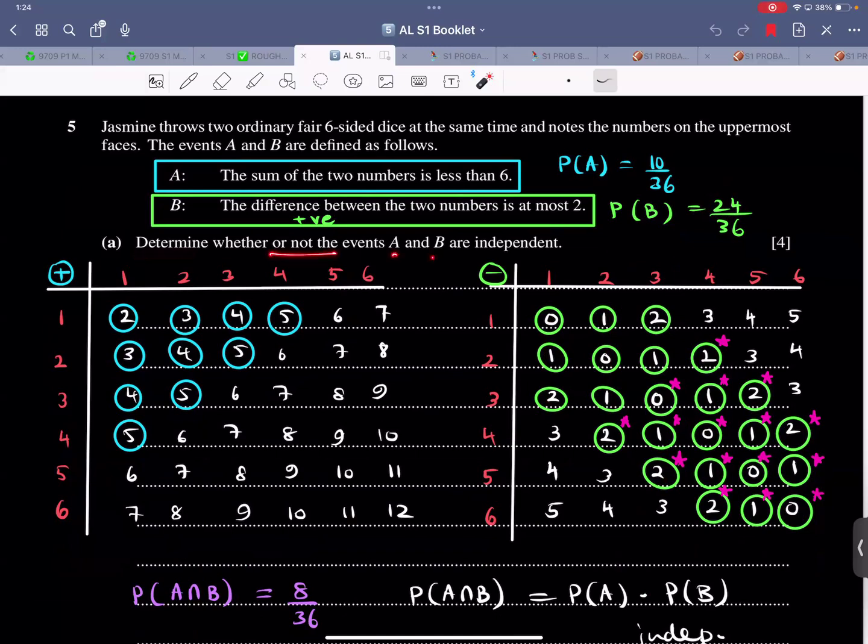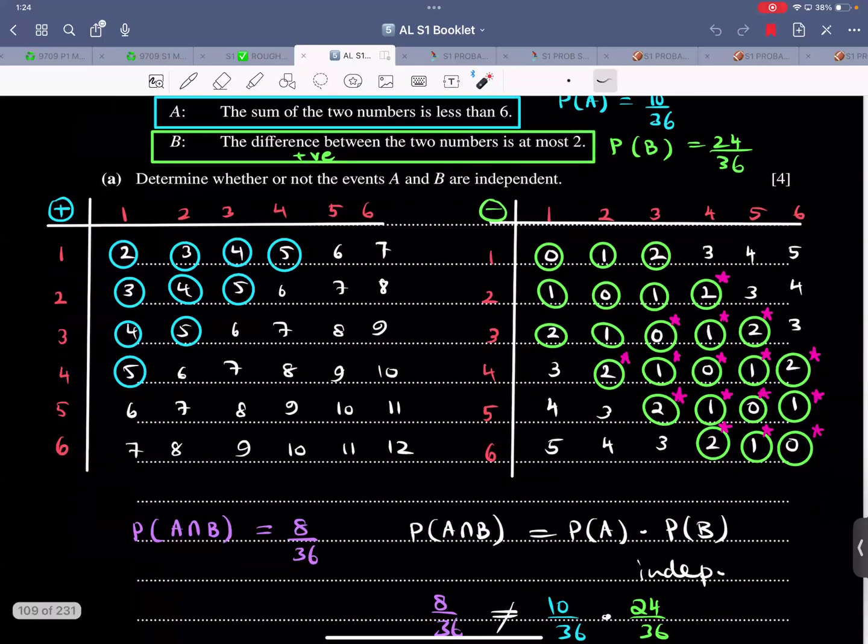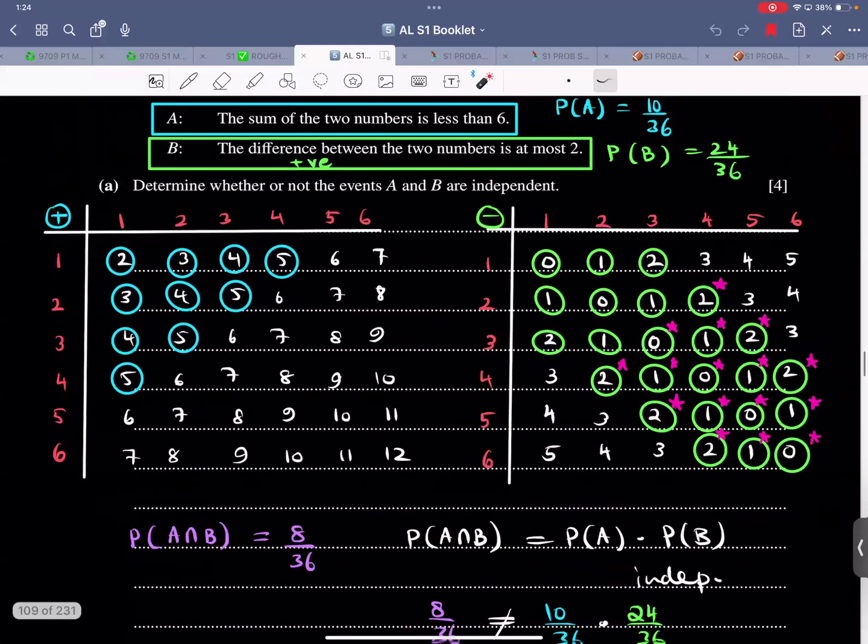Determine whether or not the events are independent for 4 marks. So let's say 1 mark for this whole working, 1 mark for this whole working, 1 mark for figuring out what the common ones are, and then 1 mark for relating them in that equation. So now these pink stars, they are the ones that are fulfilling both the criteria. The sum of the 2 numbers is less than 6. At the same time, the difference between the 2 numbers is at most 2. Now over here, what I observe is that this pink one, I think is for the next one. My bad. This pink one is for the next one.